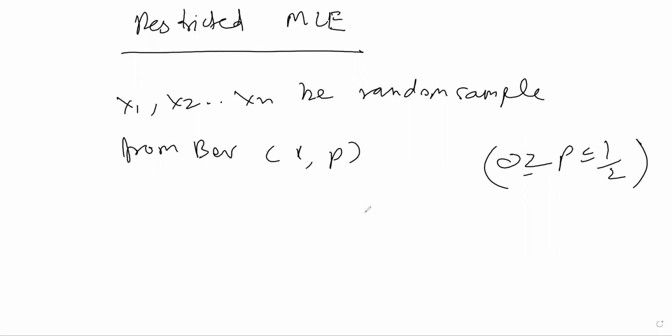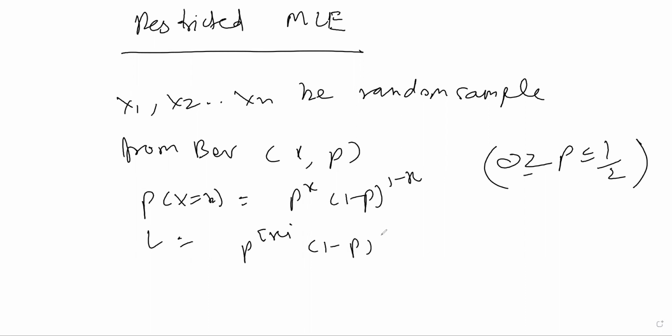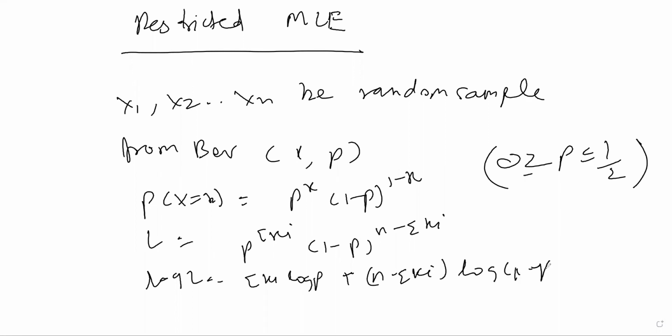Okay, so the restricted case it is. P of X equal to x will be what? p raised to x times (1 minus p) raised to (1 minus x). L will be equal to p to the power summation xi times (1 minus p) to the power n minus summation xi. Log L is summation xi log p plus (n minus summation xi) log of (1 minus p).